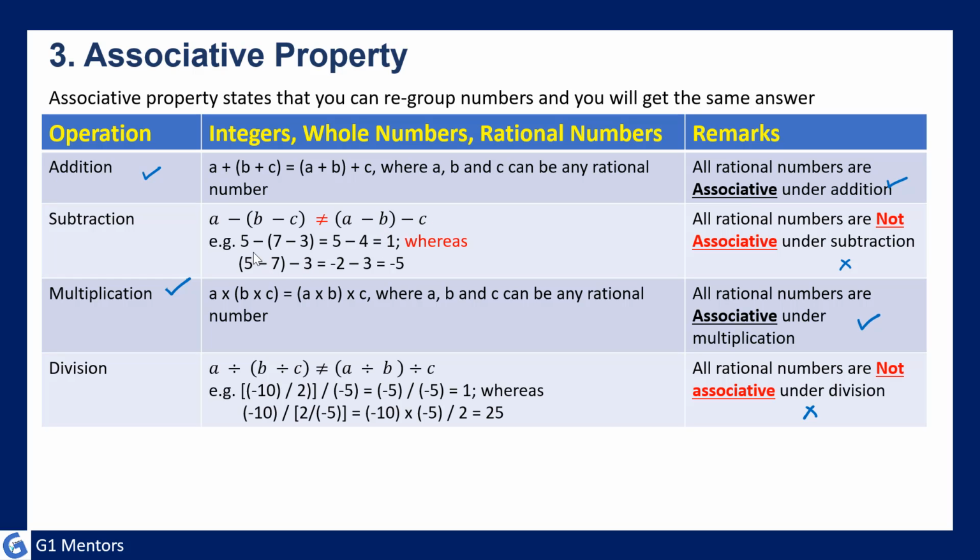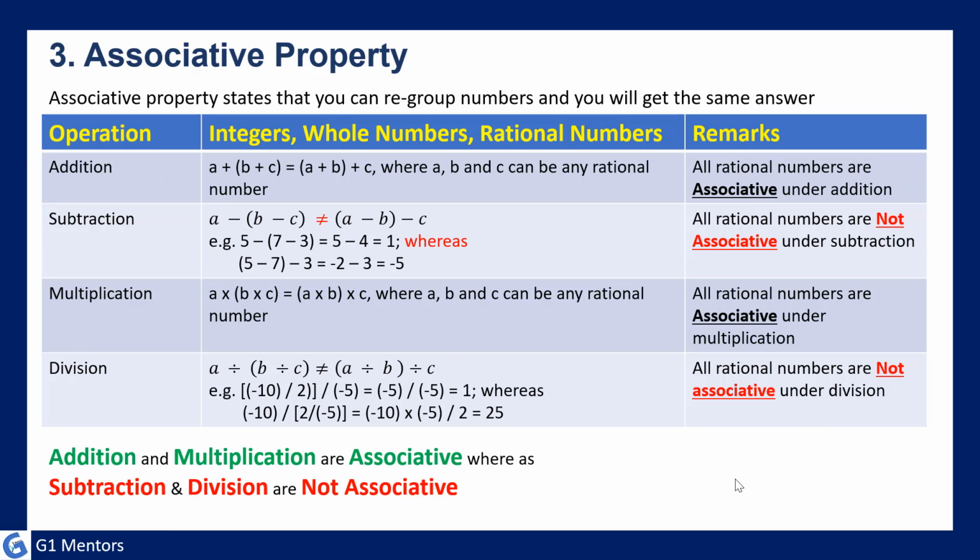For example, (5 minus 7) minus 3 is equal to 5 minus 4, which is equal to 1, whereas 5 minus (7 minus 3) is equal to minus 5. So all rational numbers are not associative under subtraction, and similarly for division. So addition and multiplication are associative, whereas subtraction and division are not associative. Most of these properties are tested in the data sufficiency questions.